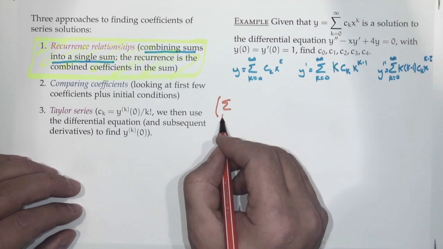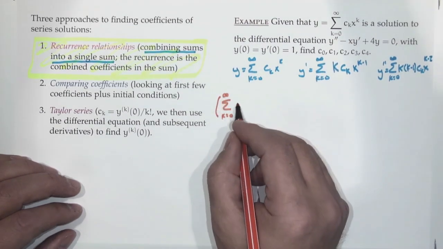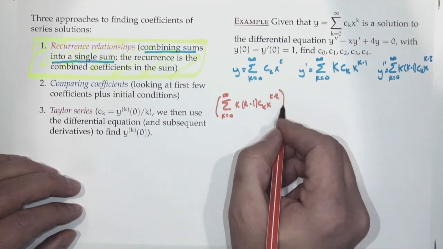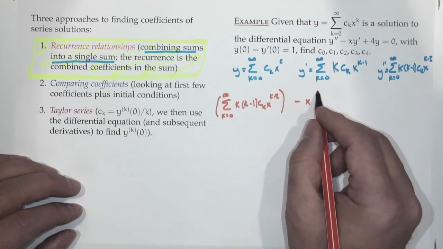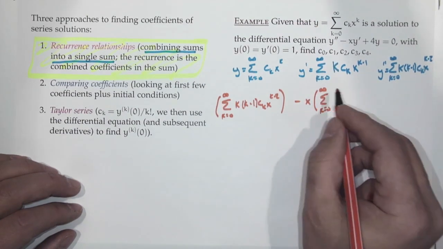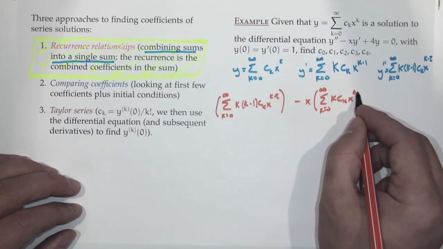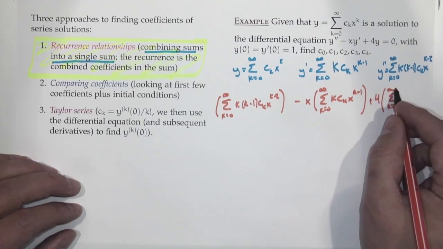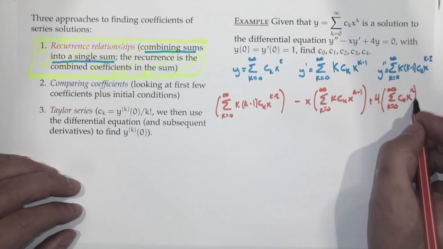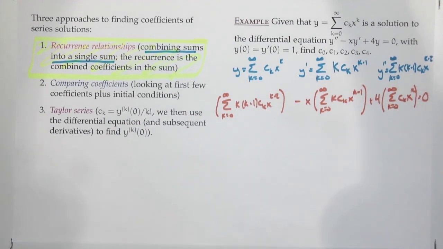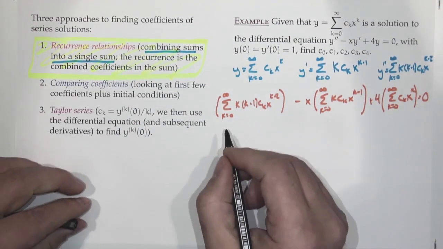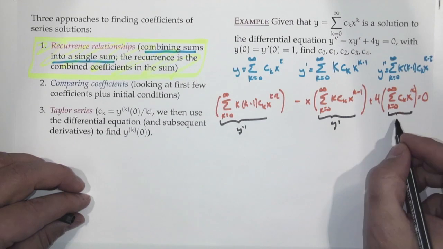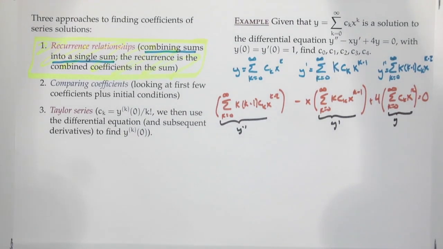Okay, so sum k equals 0 to infinity, k minus 1, c_k x^(k minus 2), minus x, sum k equals 0 to infinity of k c_k x^(k minus 1), plus 4 sum k equals 0 to infinity of c_k x^k equals 0. So we've substituted it at our various places. So this is our y double prime, here's our y prime, here's our y. All right, so what happens?